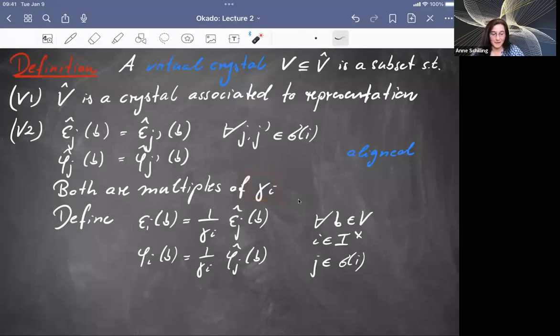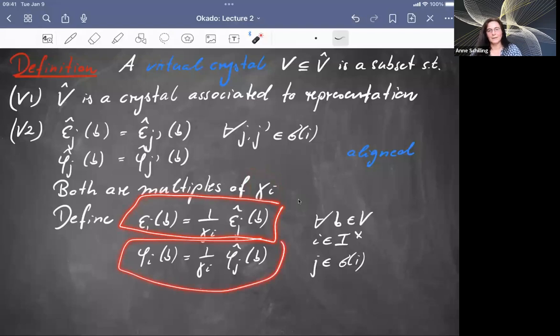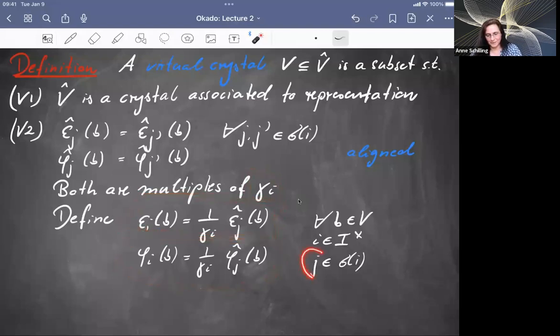And if we have that, we can define an epsilon_i and a phi_i by picking any representative j in this sigma_i, taking the corresponding epsilon hat in the ambient crystal, and then dividing by this multiplicity factor. So this will be an integer because of these alignment conditions.